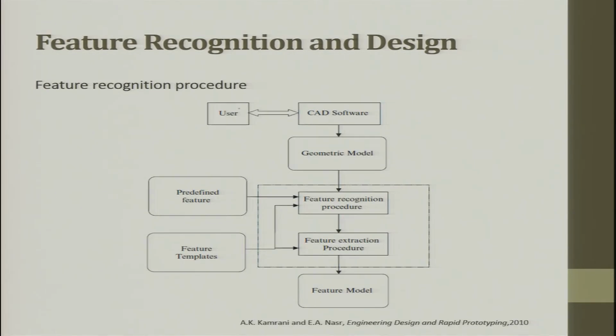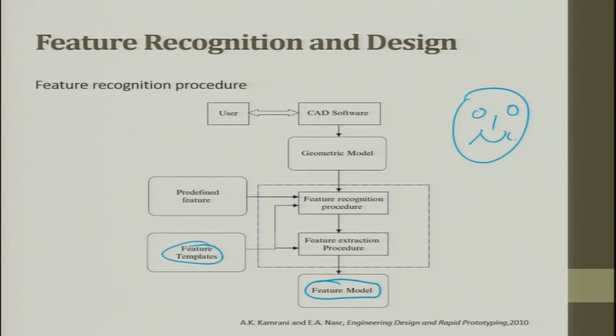So, you can see here a user with CAD software, you have a geometric model. The feature recognition procedure is followed, the feature extraction procedure is followed, and then what you get is a feature model. So, the predefined feature is here and the feature template is here. So, what you do is, for example, I told you already, I have a face.